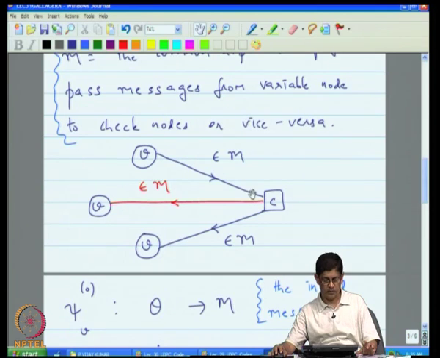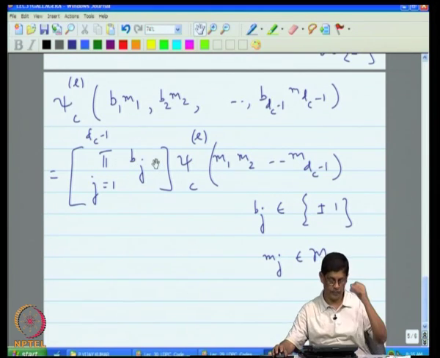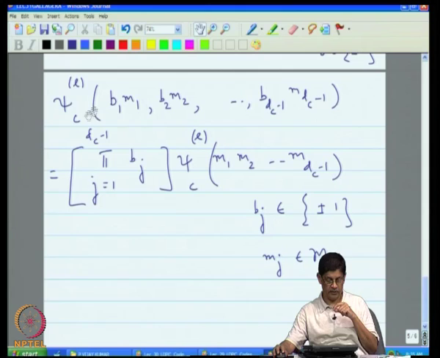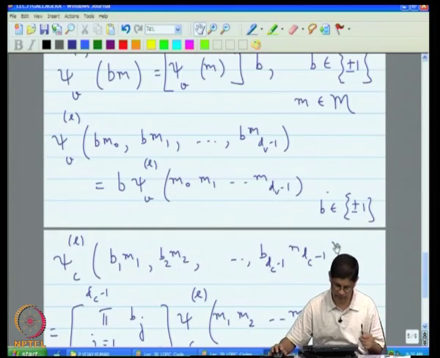If each of these is multiplied individually by a separate sign factor, so b1 up to b sub d c minus 1, then what happens is that these sign factors come outside and you get the product sign, which multiplies the normal output of the check node. Okay. So, these conditions, let us give these numbers.